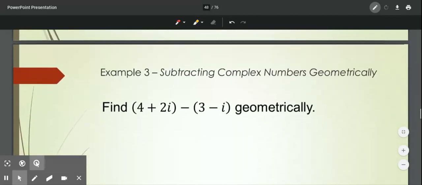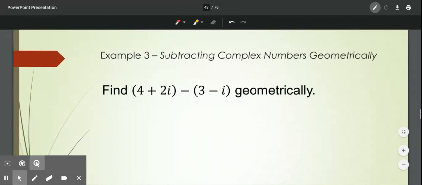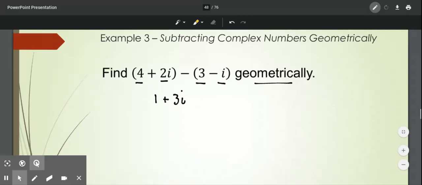All right, so we'll subtract these now. Right, so you can figure it out ahead of time what it would equal. Because if you subtracted these, you could do 4 minus 3 and get 1. And 2 minus a negative 1 would give you 3i. Right, so your answer should be 1 plus 3i. But if you have to show it geometrically, then we'll let vector u equal 4, 2. And we'll let vector v equal 3, negative 1.